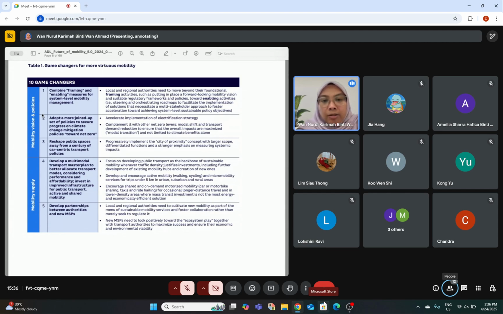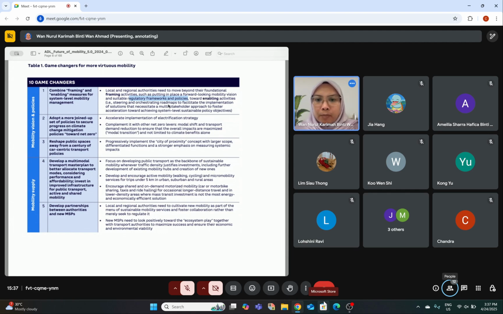So if you come across this, it's easy, you can just take it directly and then determine in which STEEPV category they can fall in. First, combine framing and enabling measures for system level mobility management. Local and regional authorities need to move beyond their foundational activities. So these are related to political factor, policy, regulatory framework, institutional factor related to mobility 5.0 or transportation 5.0. Regulatory framework, keyword. These are the keywords that are important for your topic.